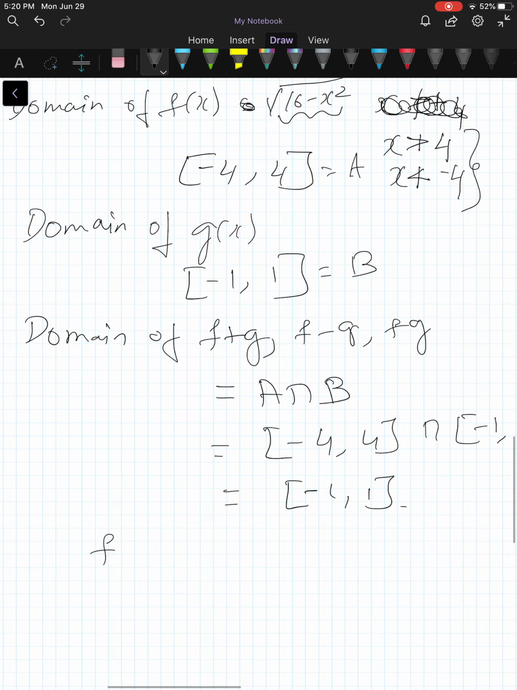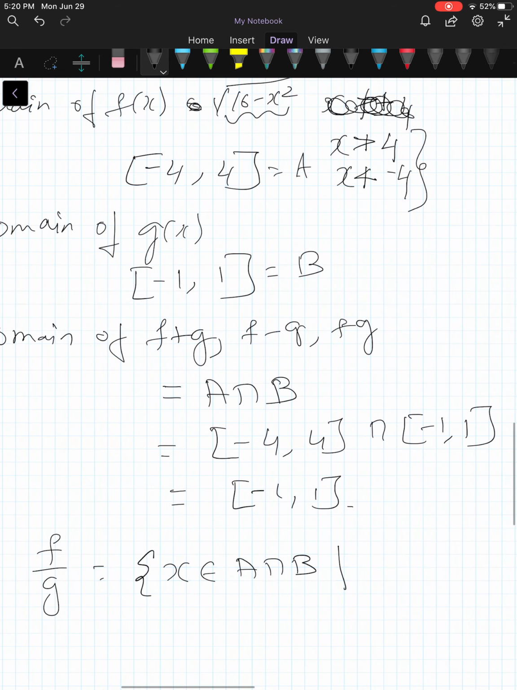But f divided by g has a separate domain. It is all those x which belong to A intersection B, that is the closed interval -1, 1, such that g of x is not equal to 0. So when is g of x equal to 0? When x is -1 and x is +1. Then x square minus 1 will be 0 and square root of 0 will be 0. So we are avoiding -1 and +1. So that reduces to the open interval -1 and +1.